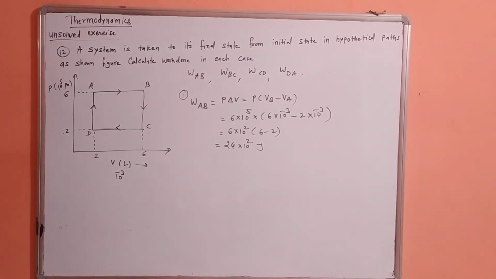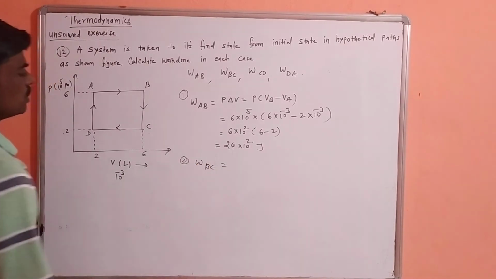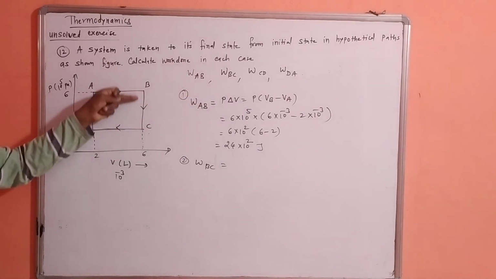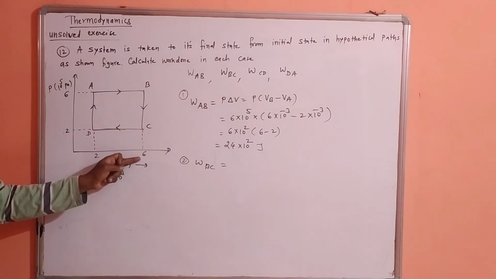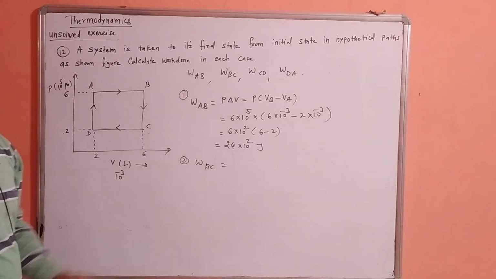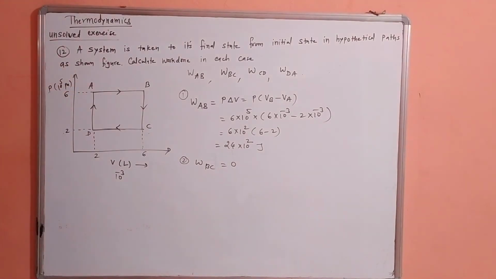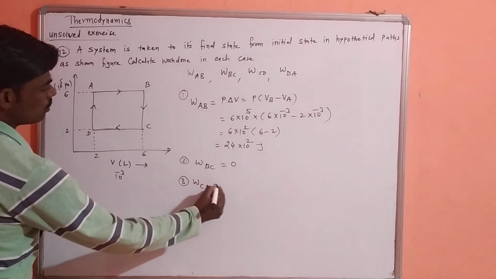Then the second term, work done along path BC. Here these 2 points are located at the same volume and therefore the difference of volume will be 0. So the work done for path BC will be 0. Then the third one, work done along CD.